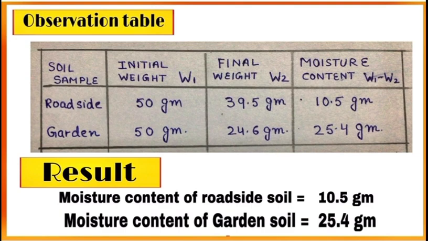Write observations in this table and calculate the moisture content in both soil samples as done in the table for you. See the results. Moisture content of roadside soil is 10.5 gram and moisture content of garden soil is 25.4 gram.